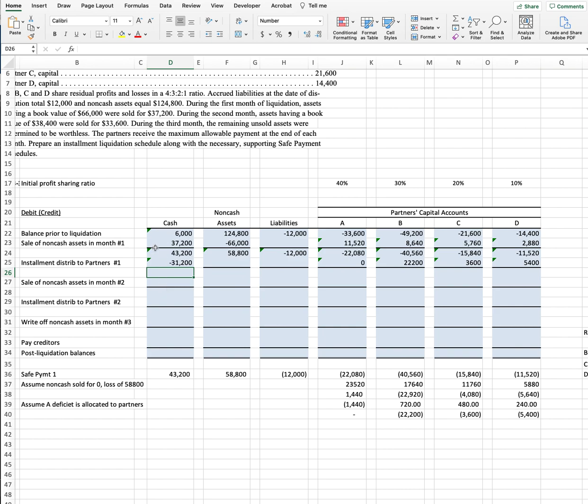Okay, so we have that, and we can also do the double check that that makes sense by saying our 43,200 minus those liabilities, 31,200. So we couldn't distribute more than that, so that makes sense. And now we can just total these down.